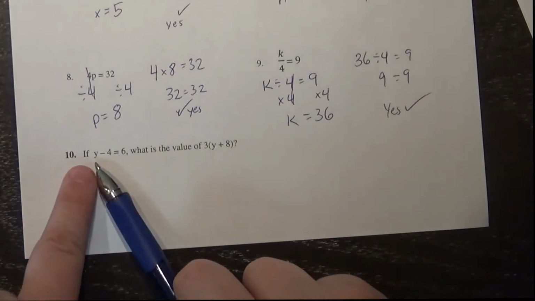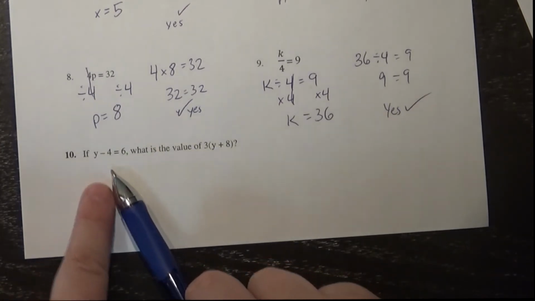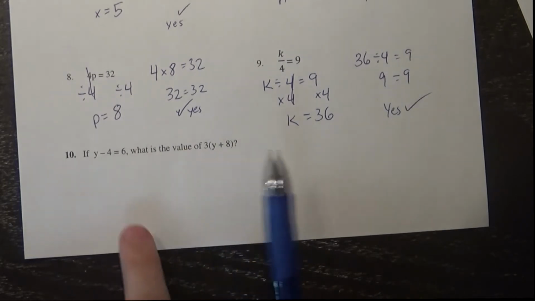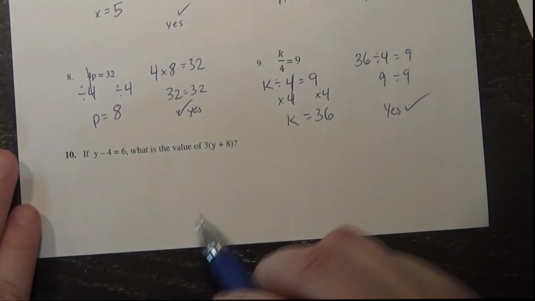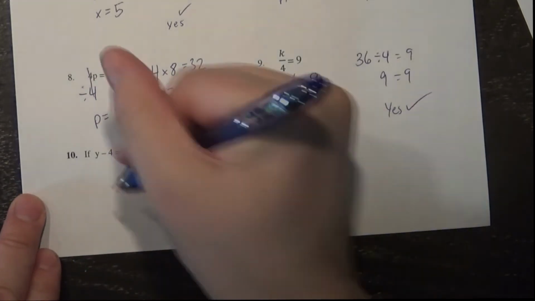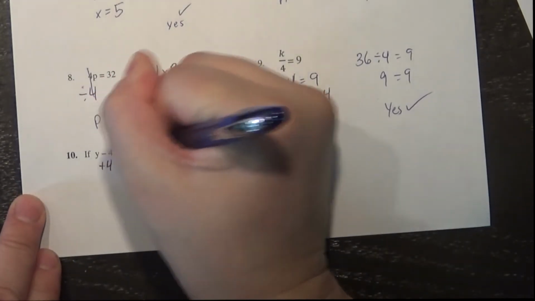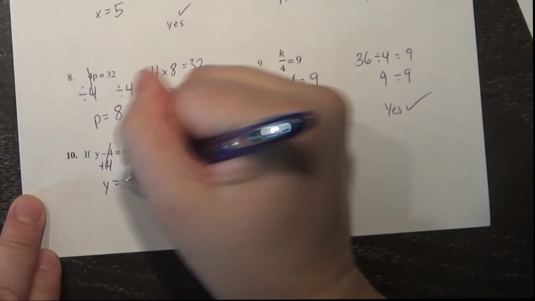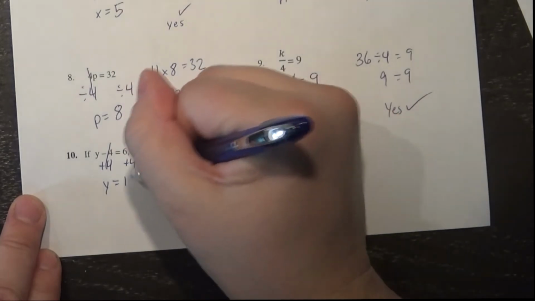Well, first I have to know what y is. I can solve this, then take that value of y and plug it in here to solve that. So this is really like kind of a two-part question. Let me start here. Y minus 4 equals 6. Well, if I want to get y alone, I'm going to have to get rid of that minus 4 by adding 4 to both sides. That cancels out here. I'm left with just y, and then 6 plus 4 is 10.